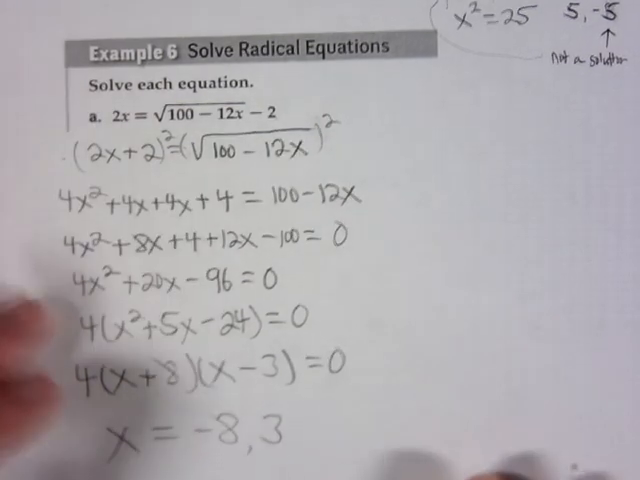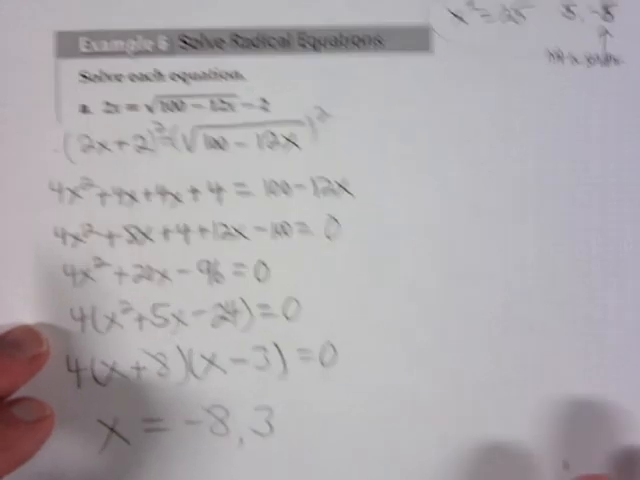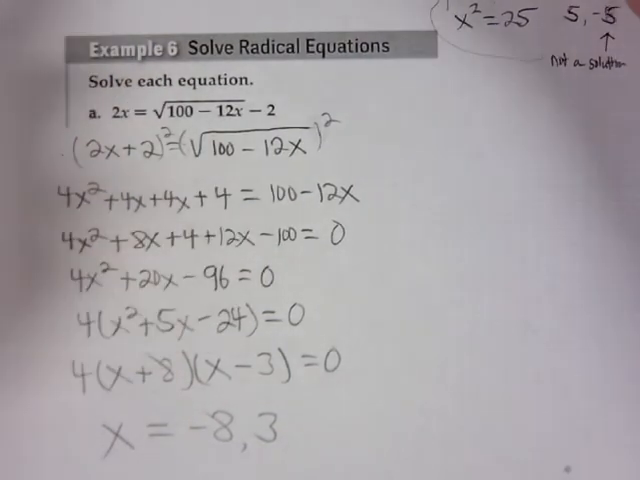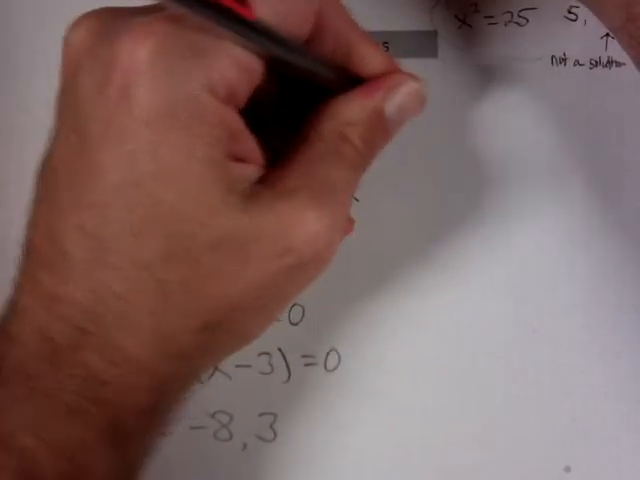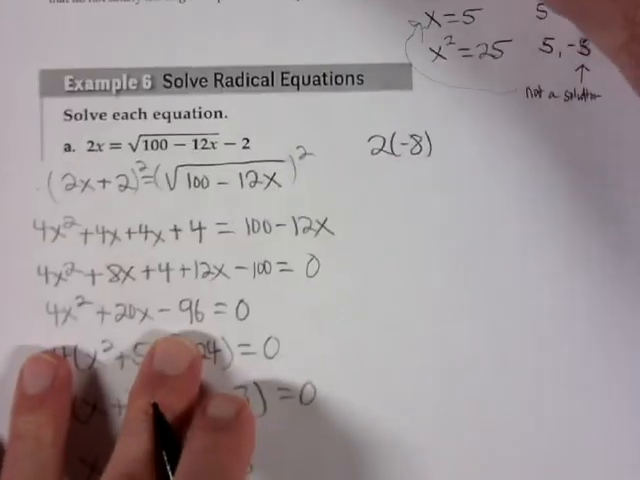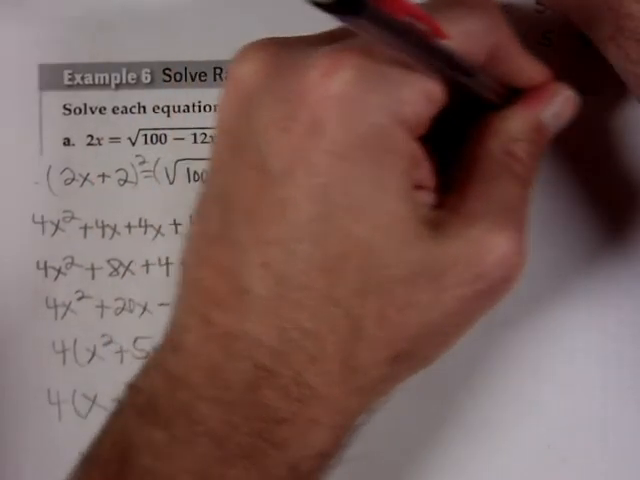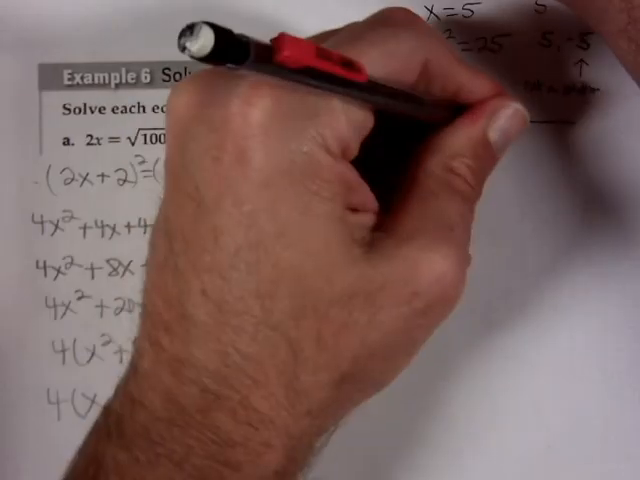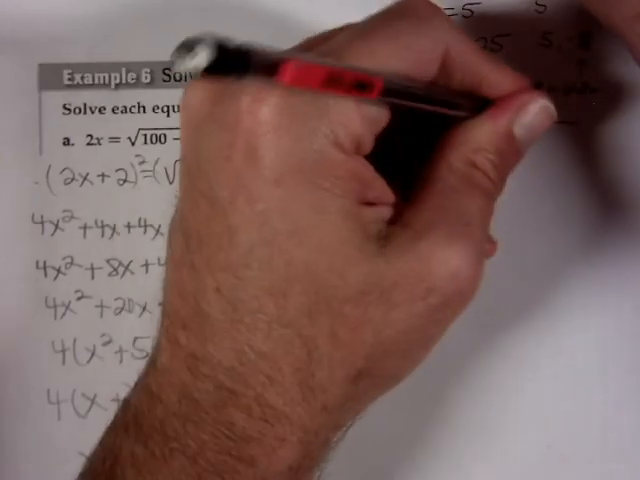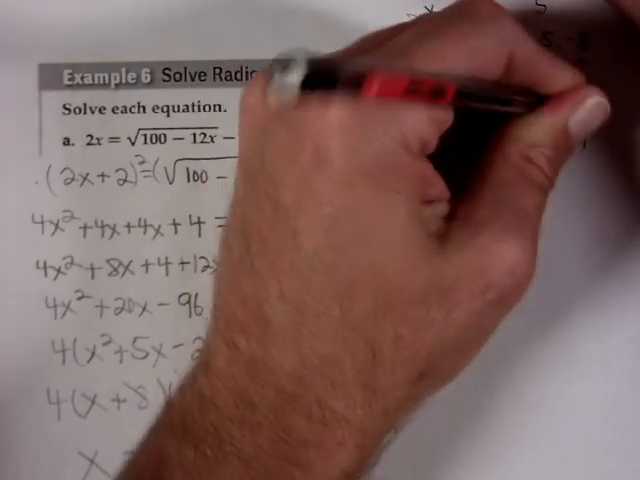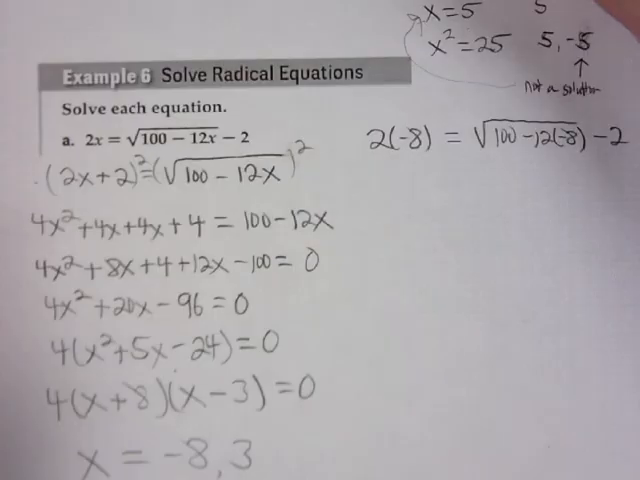So how do we check it? The same way you would normally check any other equation. You've got to take the answers and plug them in. So let's check negative 8. I want to see if 2 times negative 8 equals the square root of 100 minus 12 times negative 8, minus 2. Okay, I want to see if they're equal.